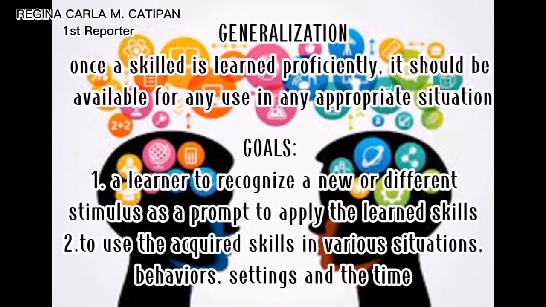The next substage is the generalization, wherein once a skill is learned proficiently, it should be available for any use in any appropriate situation. And it has goals. The first goal is for the learner to recognize a new or different stimulus as a prompt to apply the learned skills. Next is to use the acquired skills in various situations, behaviors, settings, and times.